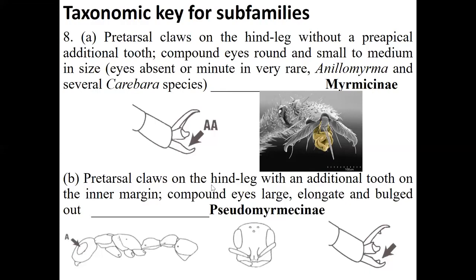If pretarsal claws on the hind leg with this sort of additional tooth on the inner margin, compound eyes large, elongate and bulged out. In this manner, compound eyes large and bulged out and elongate, then that is a member of subfamily Pseudomyrmecinae.